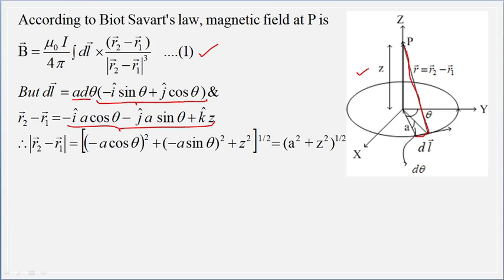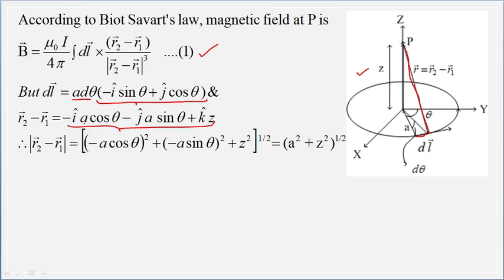Magnitude is a d theta. Then vector r2 minus vector r1 is minus i a cos theta minus j a sin theta plus k z. Now to find the magnitude of this, it is just like the magnitude of x i cap plus y j cap plus z k cap. The magnitude of that is square root of x square plus y square plus z square.